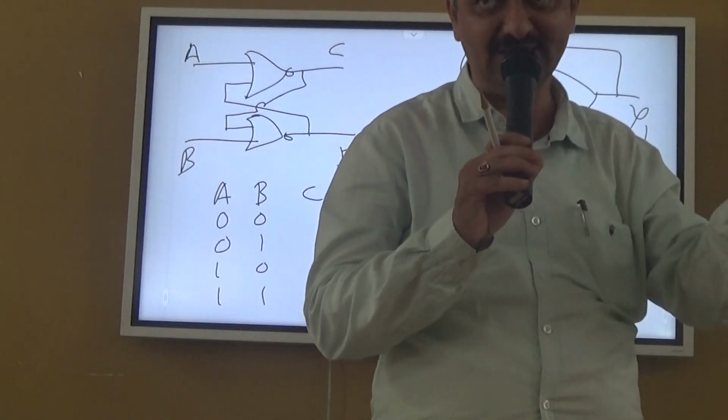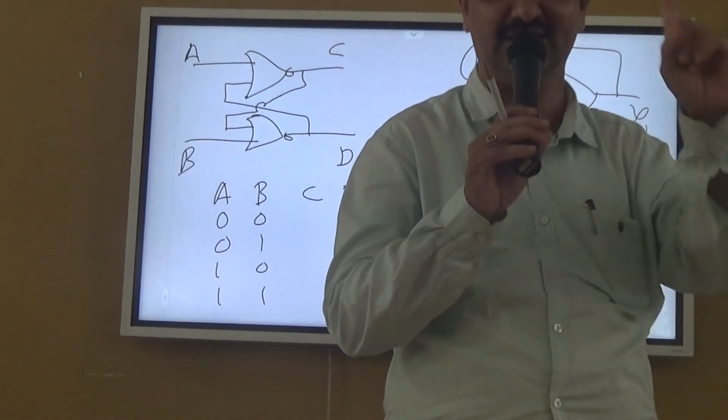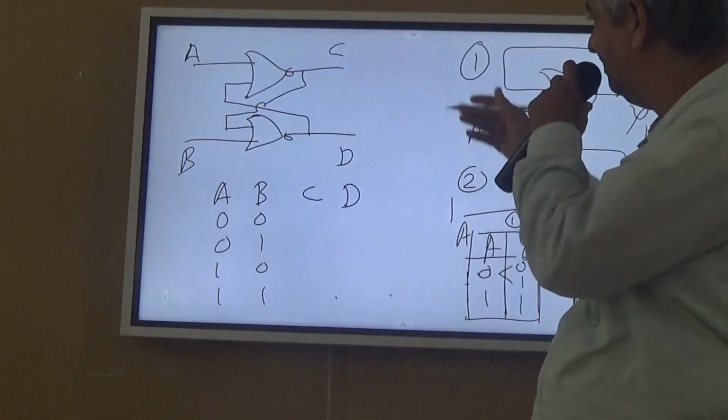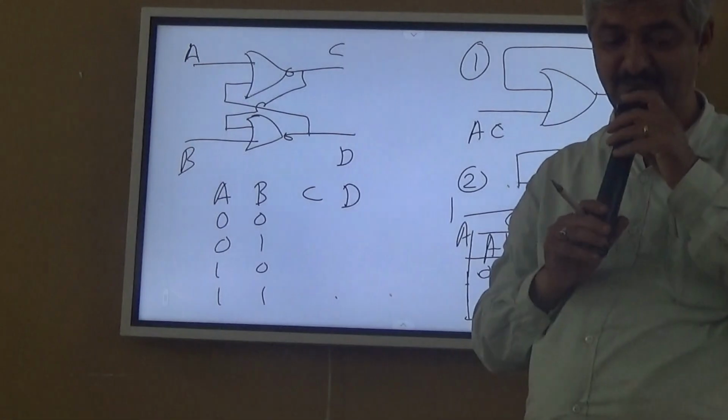0 makes it 1 and 1 makes it 0. It is oscillatory. And what about here? Anybody who can finish this?